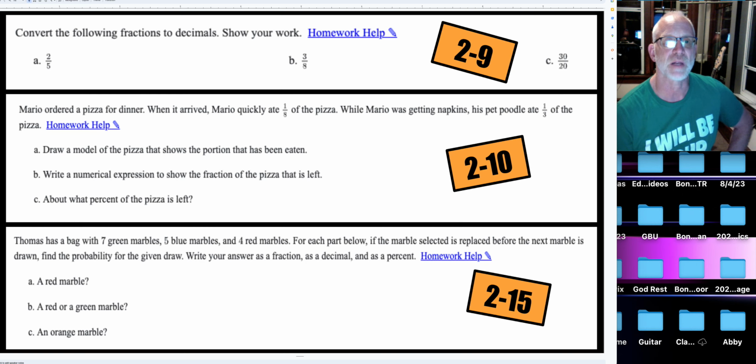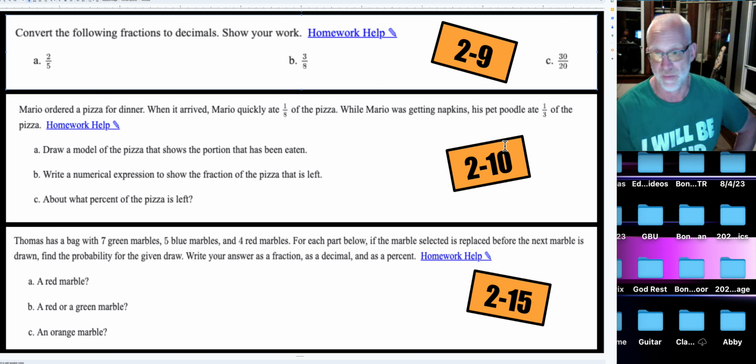The first one says, convert the following fractions to decimals. Show your work. You can work out of the ebook in 2.9, or you can work off the screen. Sometimes the screen isn't bright enough, or maybe you're too far away, so that's why I have these numbers up here. This is problem 2.9. You have to convert 2/5 to a decimal, 3/8, and 30/20. How do you want to do it? It's up to you. We can do it with cheese sticks, or we can do it with long division.